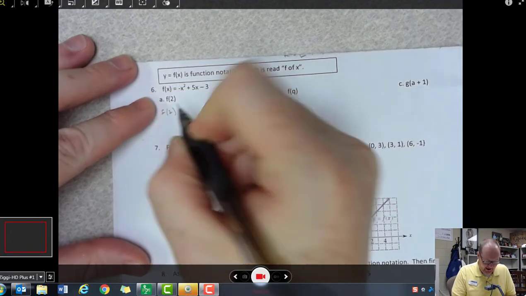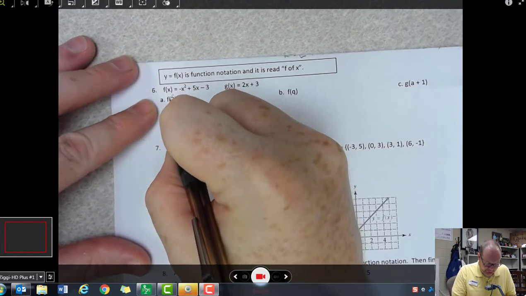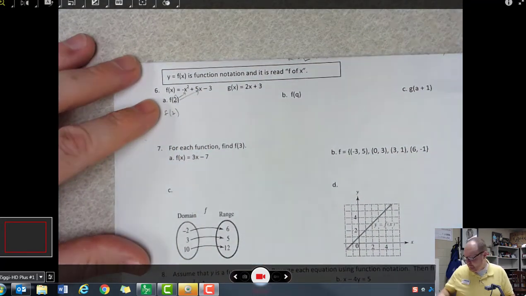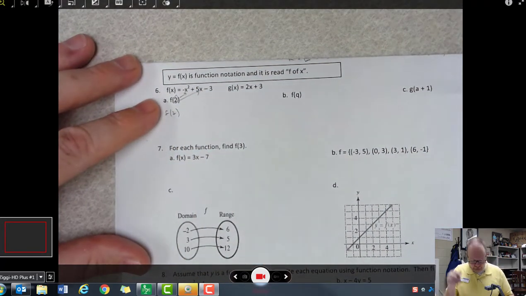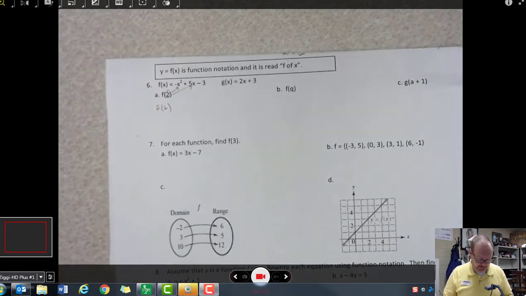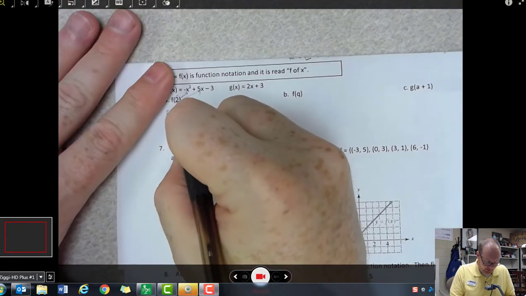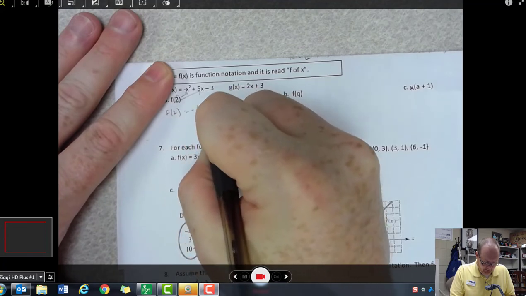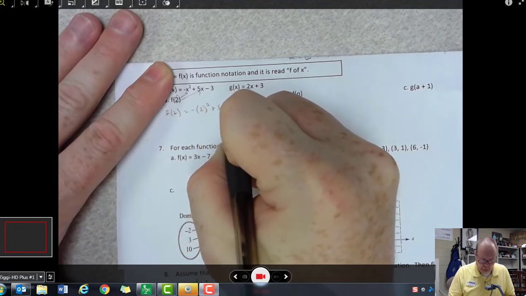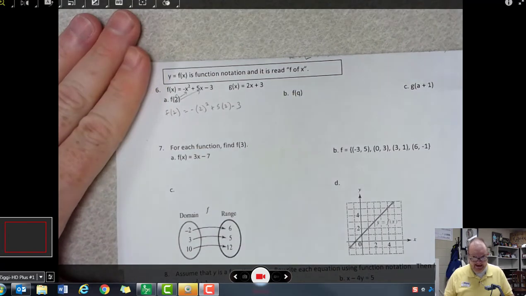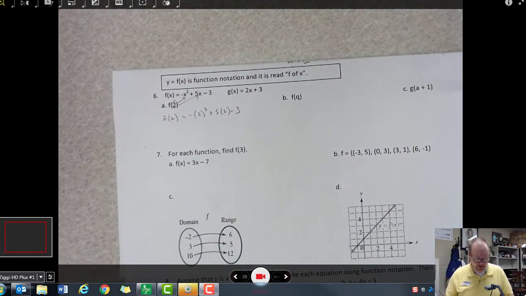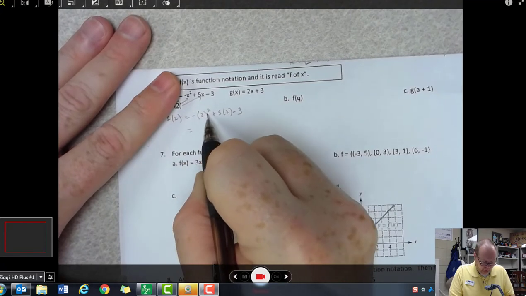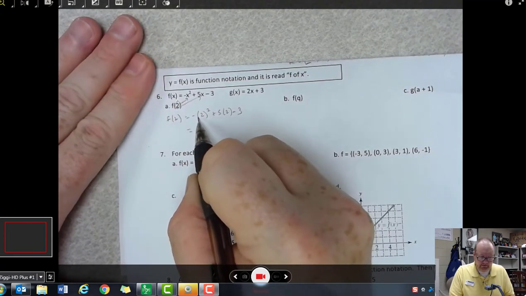But if I want to find f of 2, that means I'm going to take 2 and I'm going to plug it everywhere that I have an x. If there's 20 x's, you're going to plug it in 20 times. And we're going to work that out. So I have a negative 2 squared plus 5 times 2 minus 3. And I'm going to go through all that arithmetic. What I get is what I get. So 2 squared is 4. This makes it be negative 4.